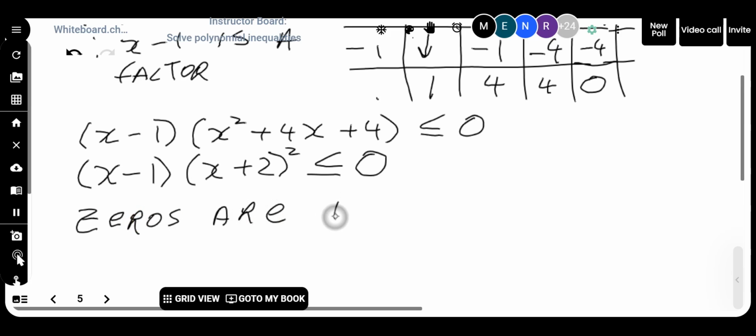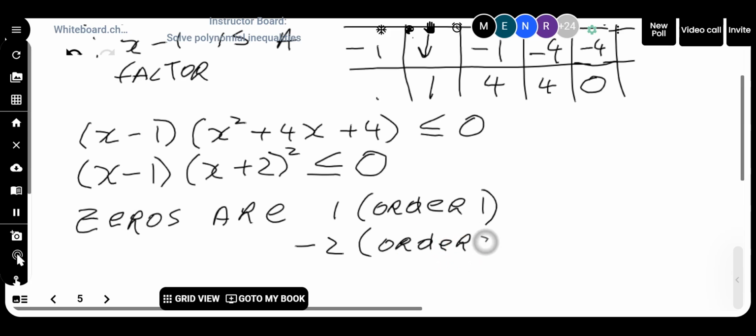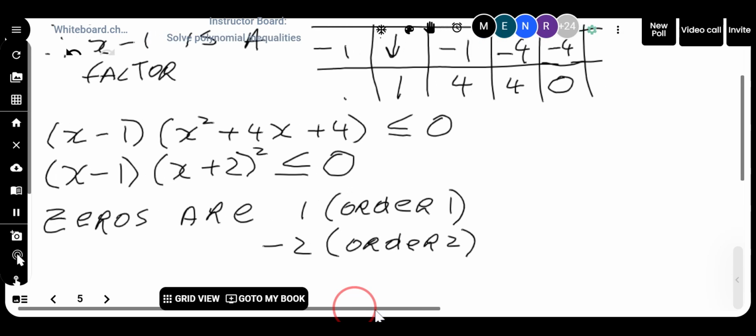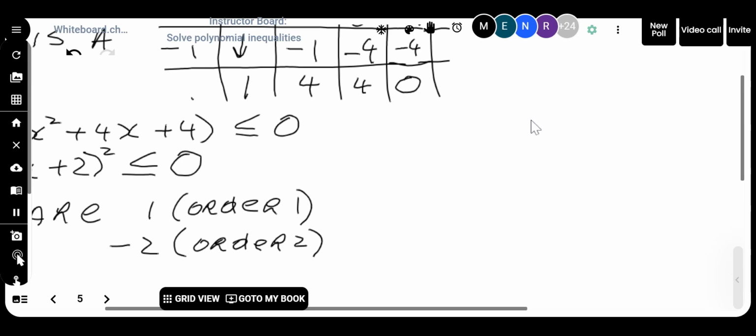The zeros are 1, which is an order 1. And the other zero is at -2, which is an order 2. Okay? So the 1 is an order 1. The -2, yes, Riley, is an order 2. Good. I'm ready to draw my graph now. So I'm going to slide over here where I have more room. And I'm going to put my zeros in at 1 and at -2.